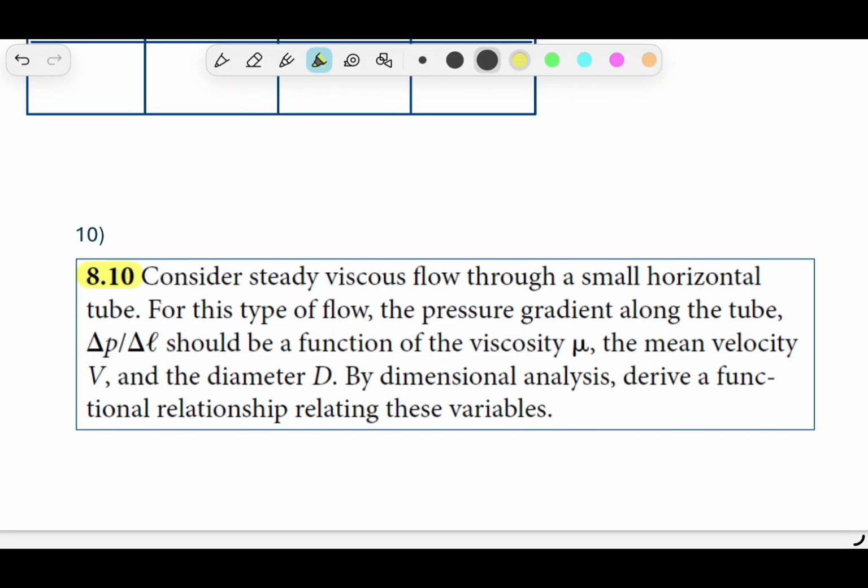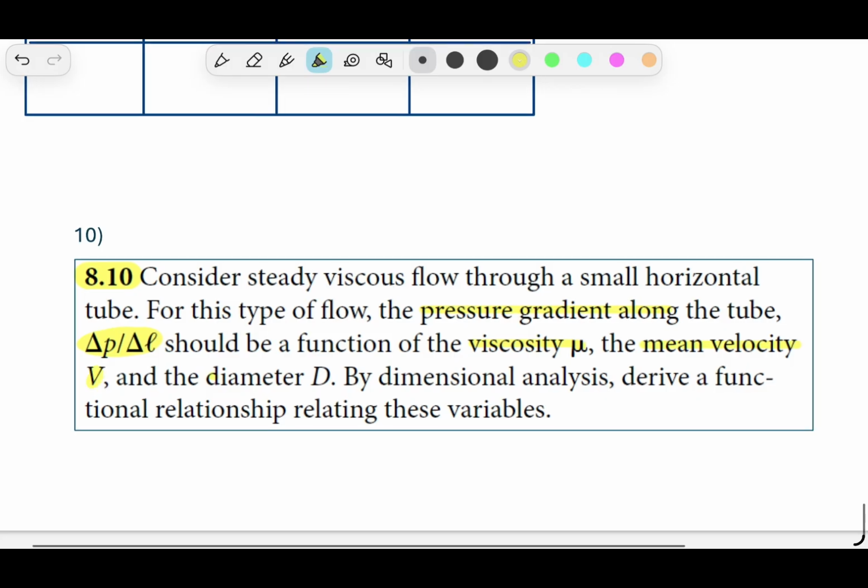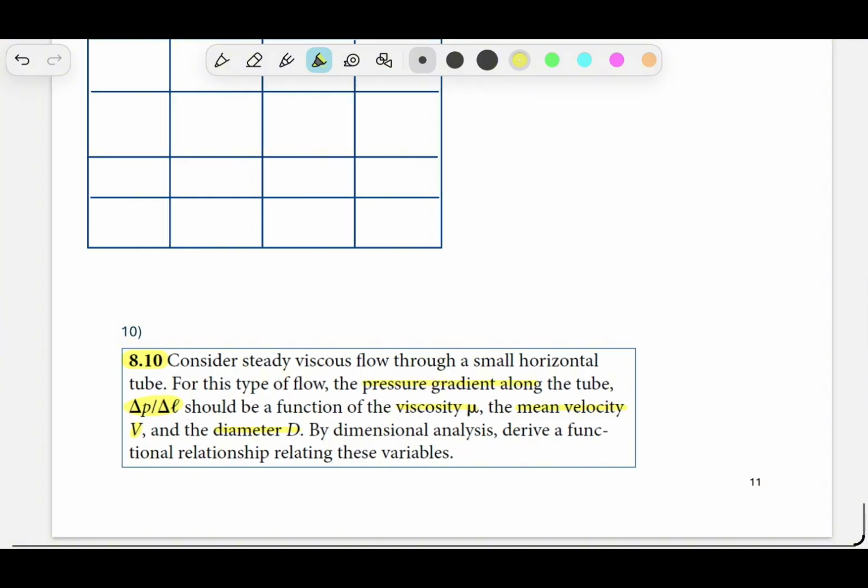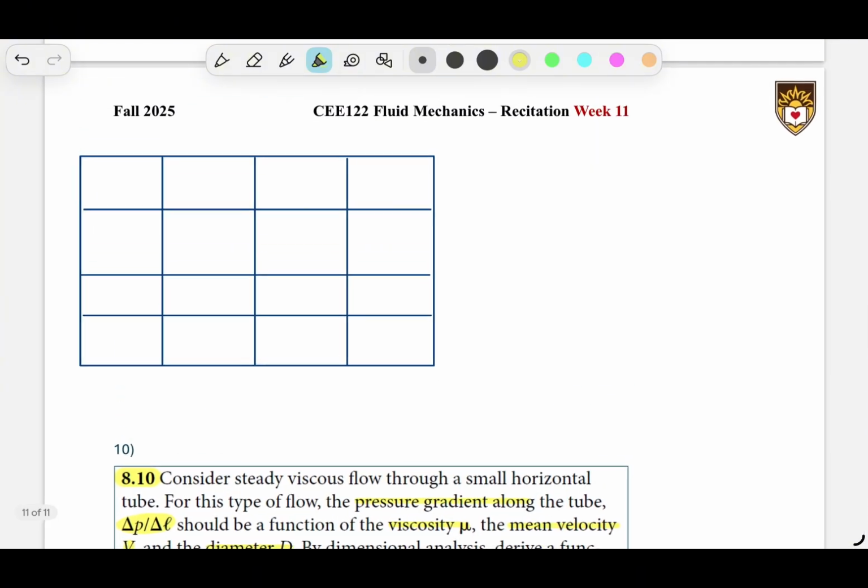This is equation 8.10. Here we are considering a steady viscous flow through a small horizontal tube. For this type of flow, the pressure gradient along the tube, which is given as dp over dl, should be a function of the viscosity, the mean velocity, and the diameter. By dimensional analysis, derive a function relationship relating these variables. So this means we are going to apply a Buckingham pi theorem again, and we will apply step-by-step method.